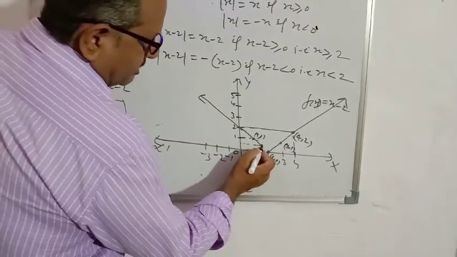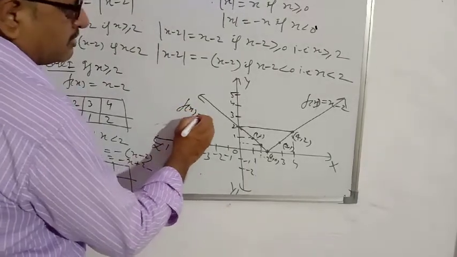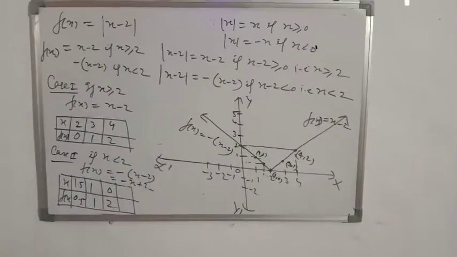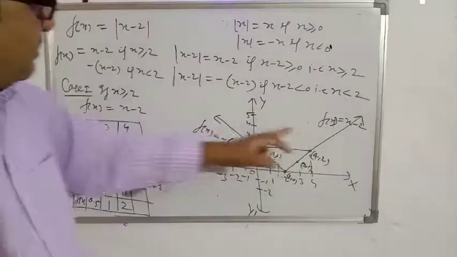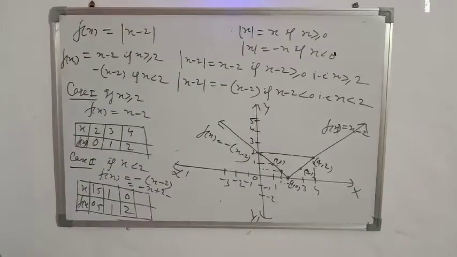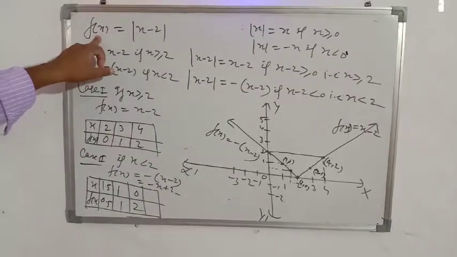And we will join it up to 2. So this is the graph of minus x minus 2. So the whole graph represents f(x) is equal to mod x minus 2. So in this way we can plot the graph of the modulus function.